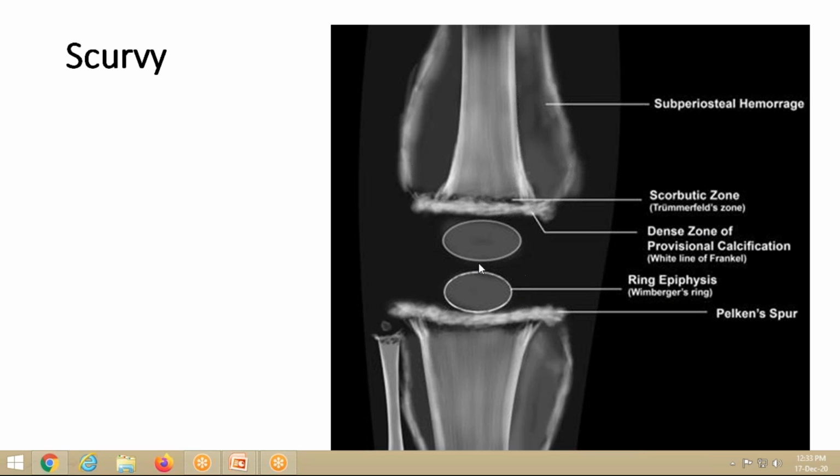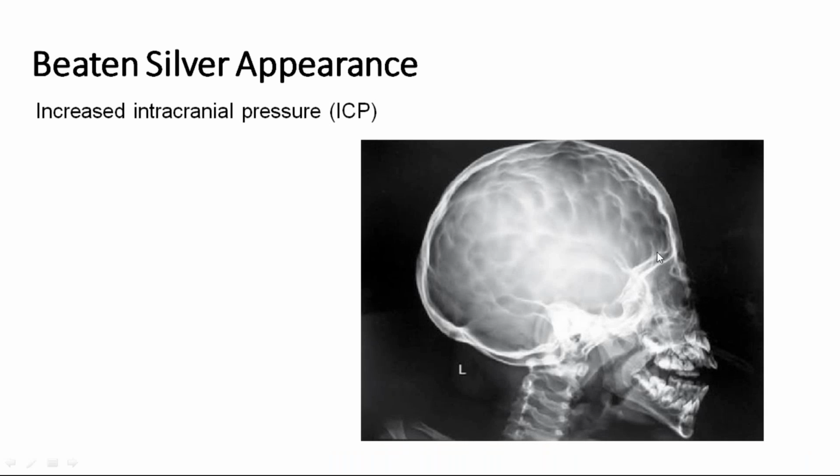The epiphyses are always with a peripheral ring. There is Wimberger's sign, and Pelkan's spur is a protrusion of this dense calcification over the metaphysis. It is called Pelkan's spur. So these are some of the prominent features you see, and this is more of a diagram, not a true X-ray. Then beaten silver appearance, an indication of raised intracranial pressure.